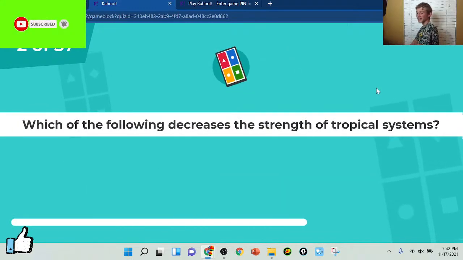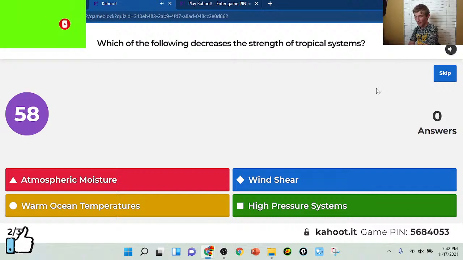Which of the following decreases the strength of tropical systems? Is it atmospheric moisture, wind shear, warm ocean temperatures, or is it high pressure systems?